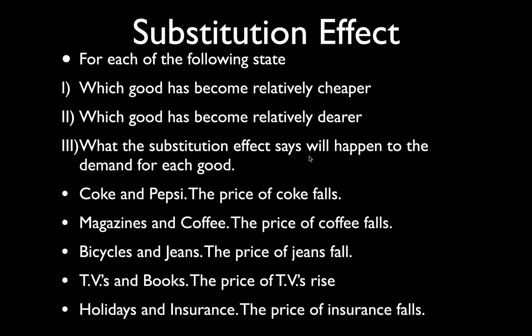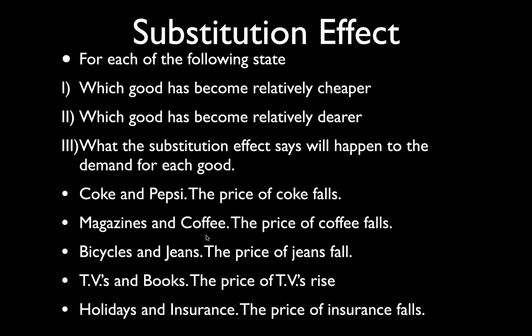And what does the substitution effect say will happen to the demand for each good? Well, it says because Coke is relatively cheaper and the substitution effect says you always buy more of a relatively cheaper good, the demand for Coke will rise. Now don't forget, your income has stayed the same. So how are you affording this increase in the amount of Coca-Cola that you're buying? Well, you're reducing the amount of Pepsi that you're buying because it's relatively more expensive.